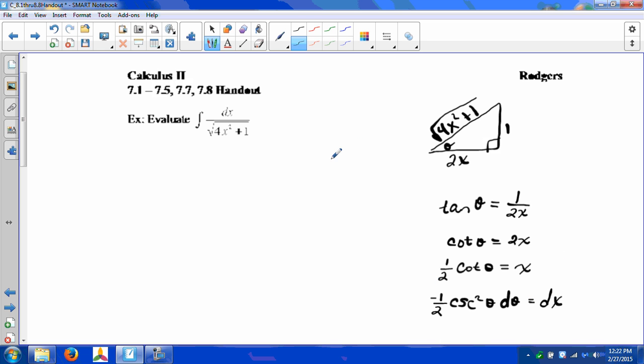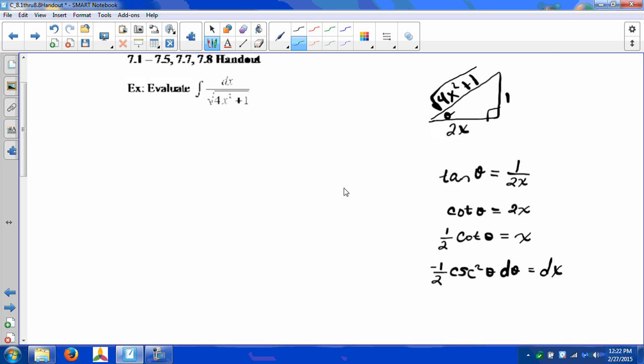Alright, so I've got my dx, and now I need my radical right here. So if I do opposite over hypotenuse, that actually gives me the whole thing, 1 over that. So that would be the sine of theta. So the sine of theta equals 1 over the square root of 4x squared plus 1. Okay, so all of that is sine. So be careful with that. It's not that the sine goes on the bottom. The entire thing, that is sine.